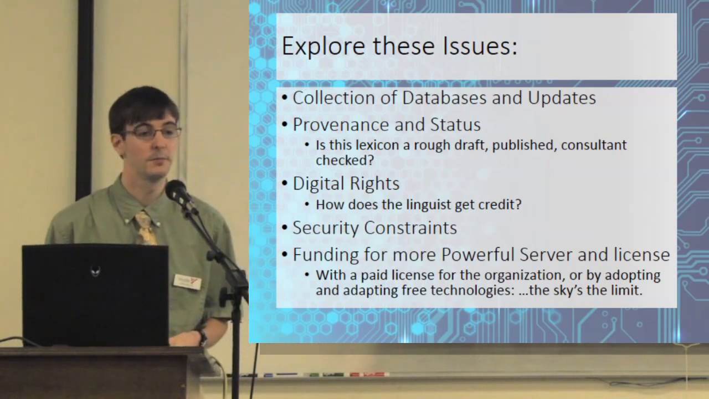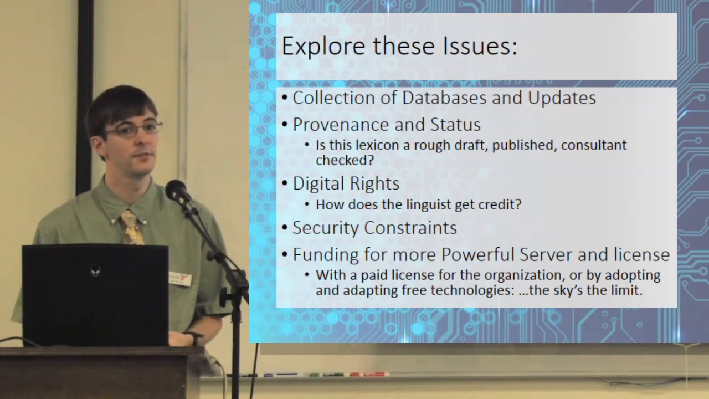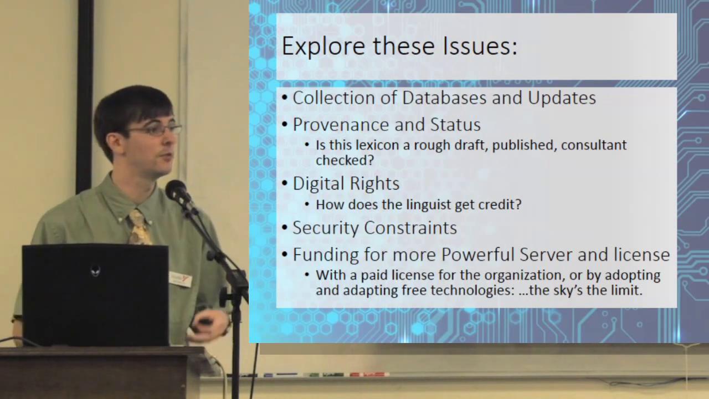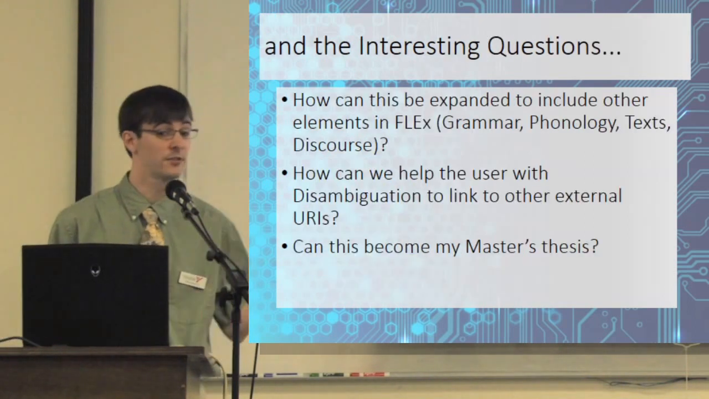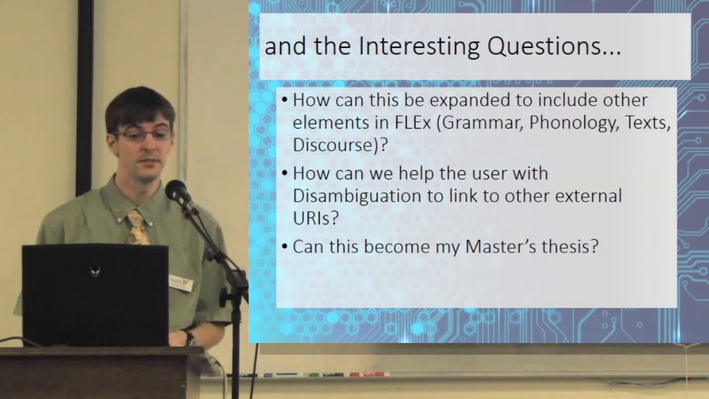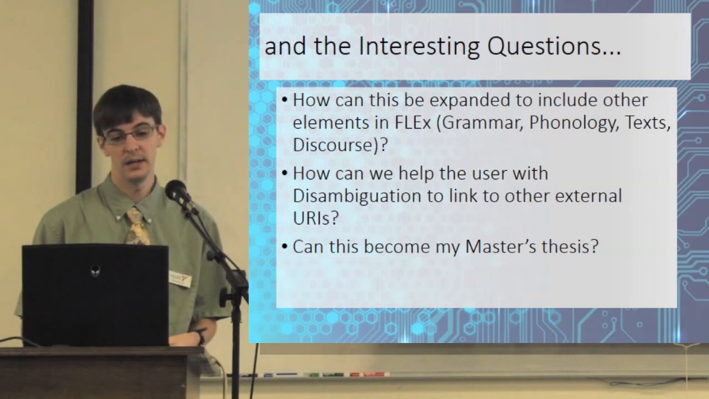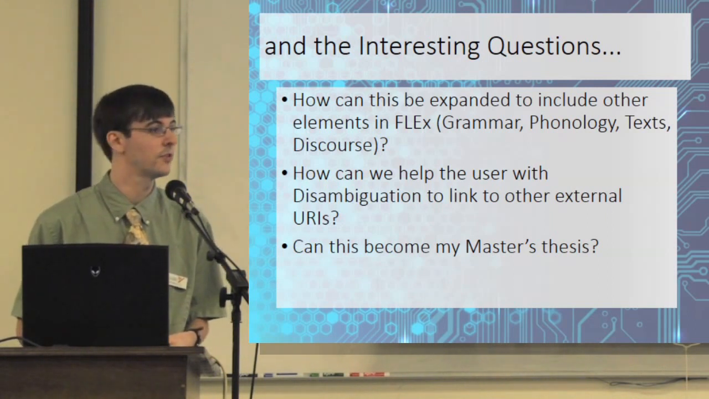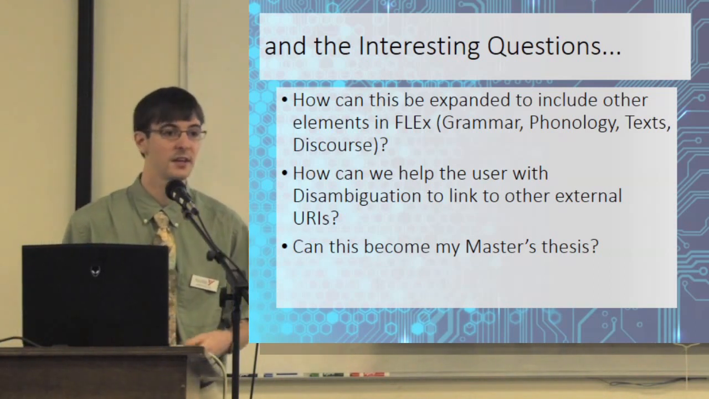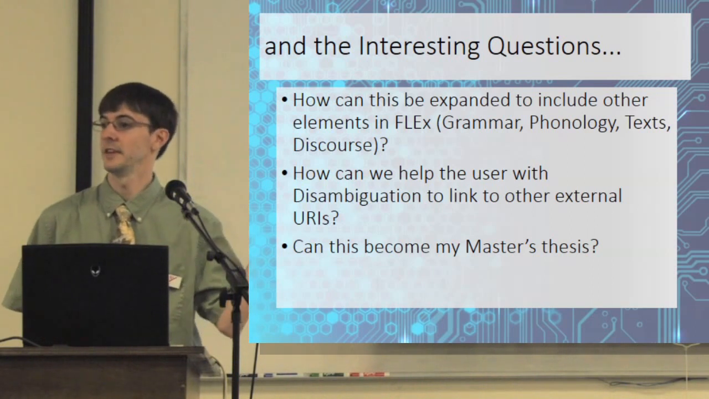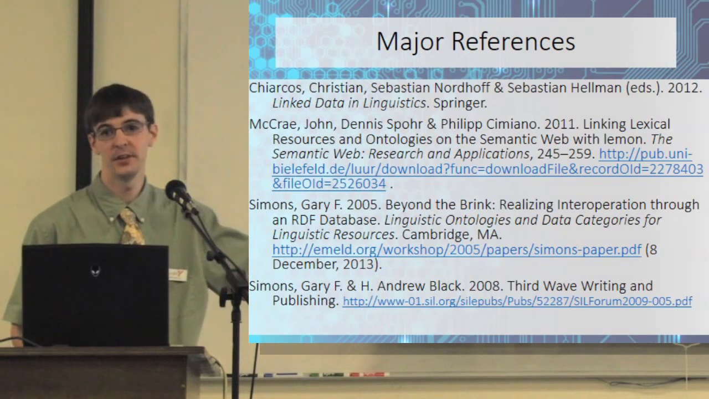And obviously funding, because if we use this software, then the organization would need to pay a license fee. If we use free software, we'd have to do some adaptation to get it to do some of the things we want it to do. So the interesting questions for me are, how can this be expanded to include other elements in Flex, the grammar, the phonology, the text, the discourse? And how can we help the user with disambiguation so that they could actually link to all of these URIs if they wanted to make their dictionary more robust? And can this become my master's thesis? That's the other question.